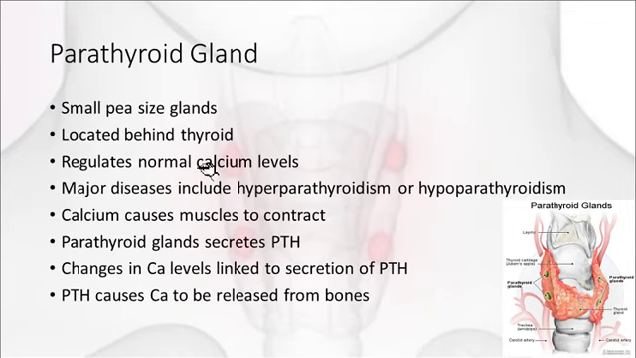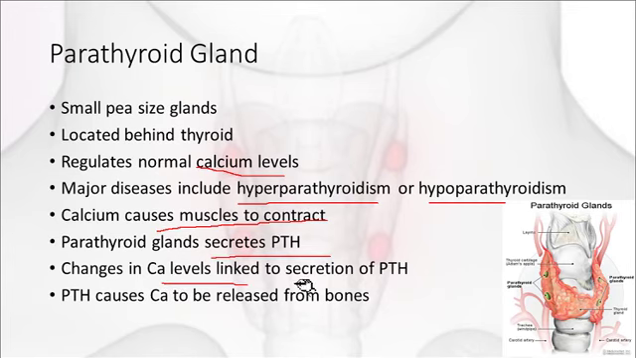They regulate normal calcium levels, and their major diseases include hyperparathyroidism and hypoparathyroidism. Calcium causes muscles to contract. The parathyroid gland secretes parathyroid hormone, and changes in calcium levels are linked to the secretion of parathyroid hormone, and parathyroid hormone causes calcium to be released from bone. Therefore, in the case of something like hyperparathyroidism, you would get what we would consider to be brittle bones or decreased bone mineral density as a result.